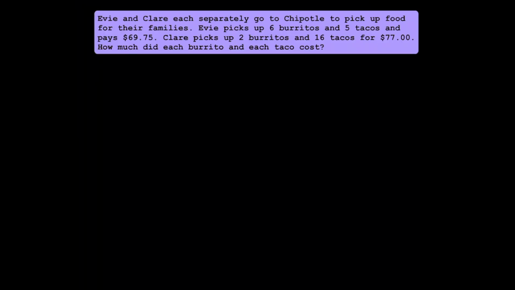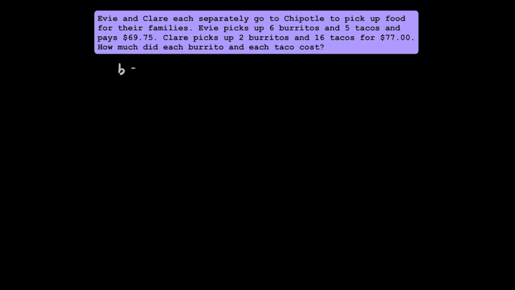Here, Evie and Claire each separately go to Chipotle to pick up some food for their families. Evie picks up 6 burritos and 5 tacos, which cost $69.75, while Claire picks up 2 burritos and 16 tacos for $77. How much did each burrito and each taco cost?